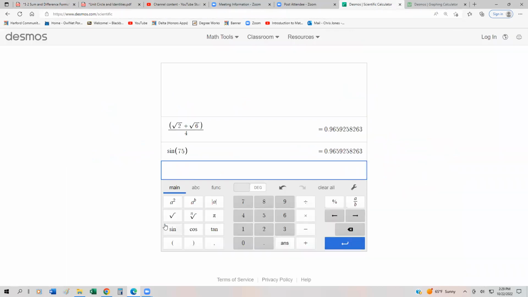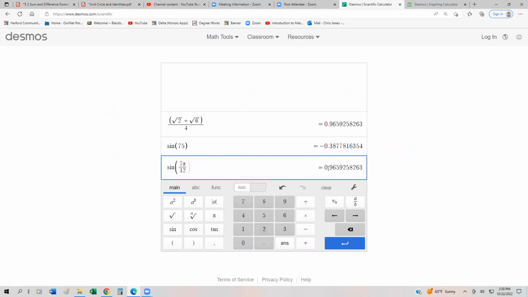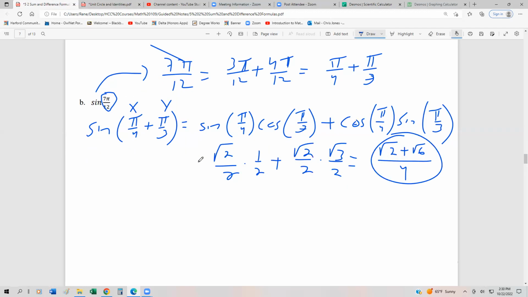And so we're going to type in the sine of 7 pi over 12. And look, it gives us the exact same thing as what we just got right up here. All right, a few more examples.